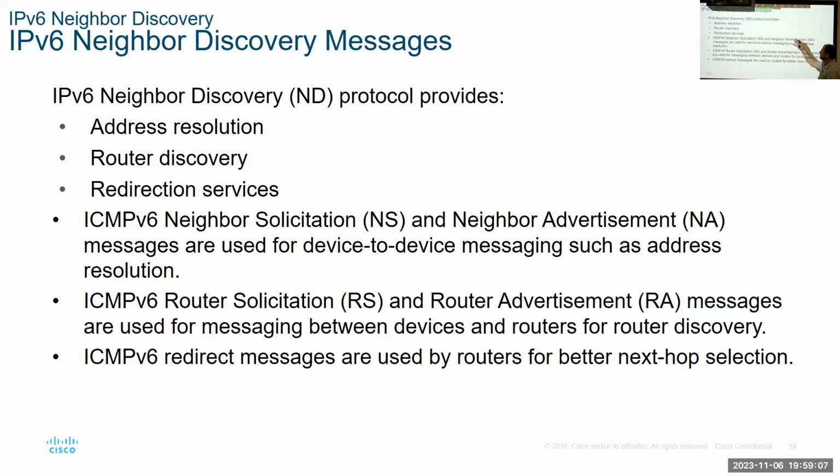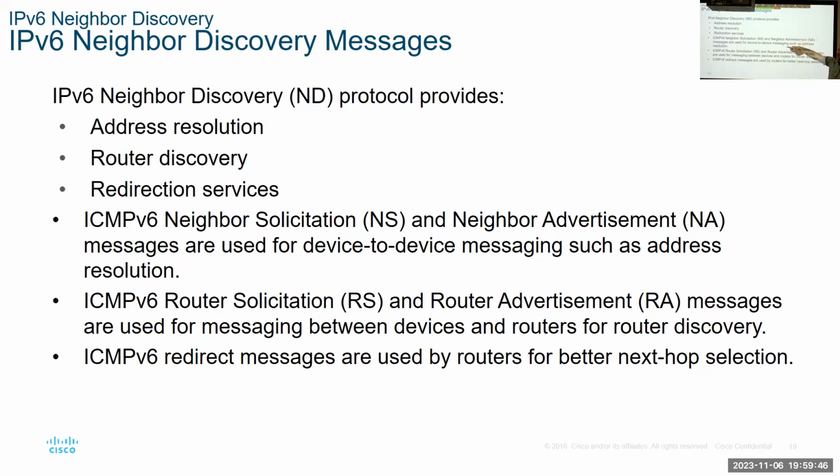So other things that neighbor discovery can be used for besides address resolution are router discovery and other services like redirection, where routers can tell a device, hey, I'm not the best router to get you to the destination, use this address instead. But the ones that are more common are address resolution, which is neighbor solicitation and neighbor advertisement messages, which are ICMPv6 messages.